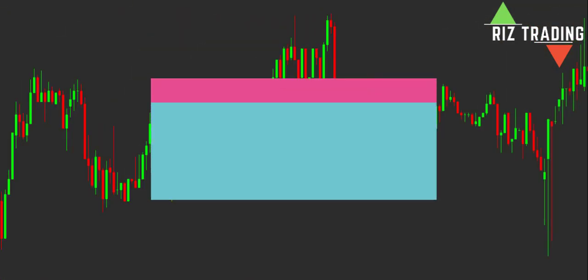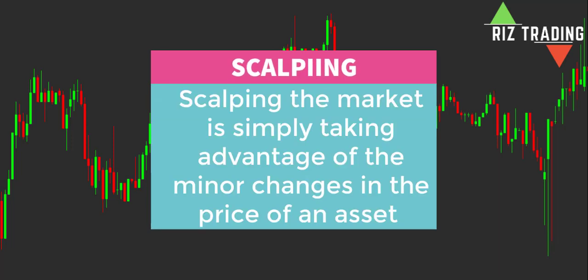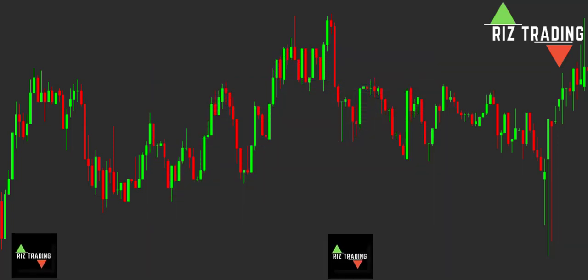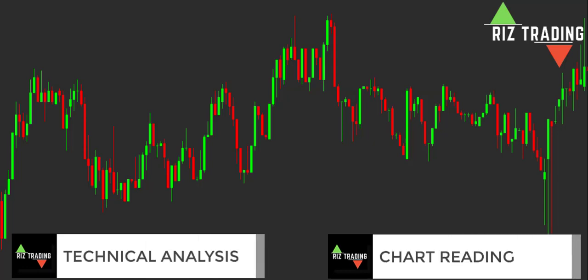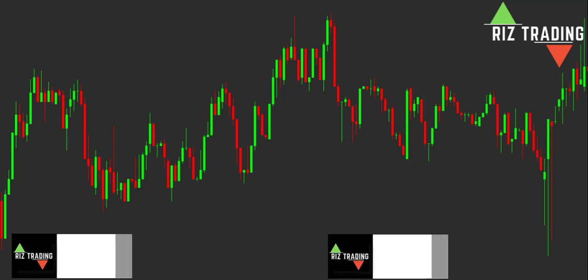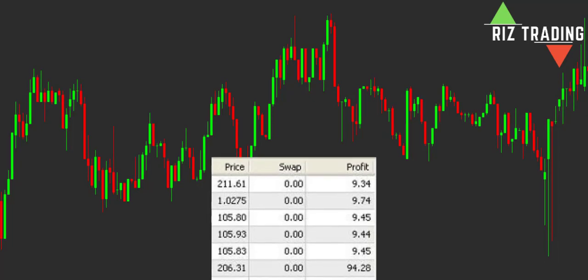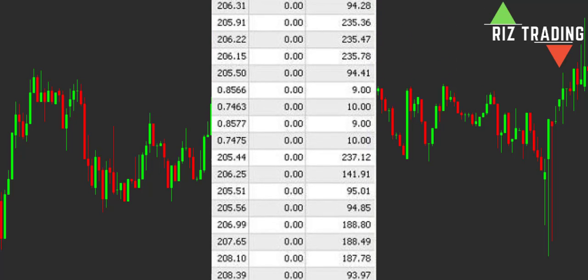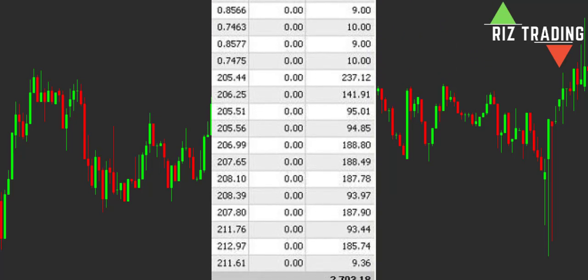Scalping the market is simply taking advantage of the minor changes in the price of an asset, usually performed over a very short period of time. Scalping is only possible with the help of technical analysis and chart reading. In the scalping method, the trader makes a large number of trades that each produce small profits.